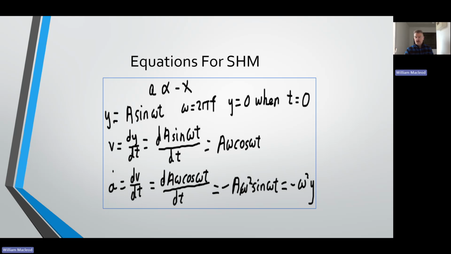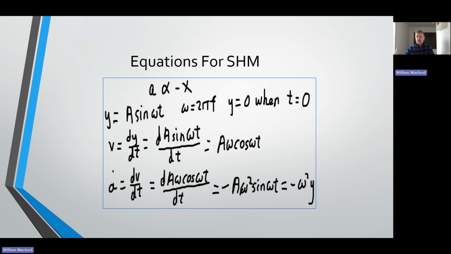Let's look at some other equations for simple harmonic motion. We've alluded to that equation at the top there: the acceleration is proportional to negative displacement. And the equation there, y is equal to a sine omega t, where omega is the angular frequency, a is the amplitude, and y is the displacement from the equilibrium position.